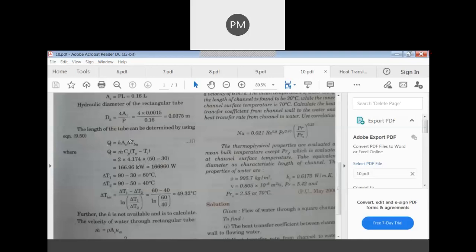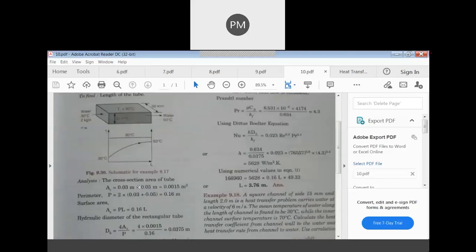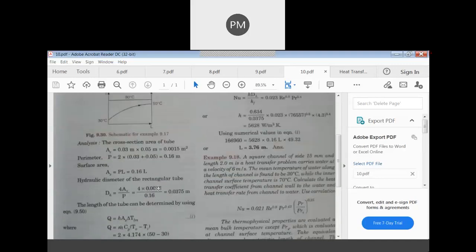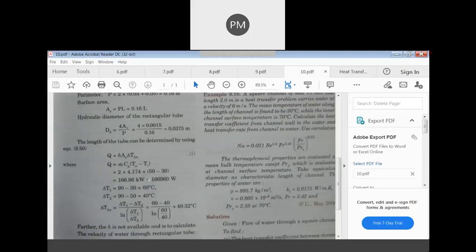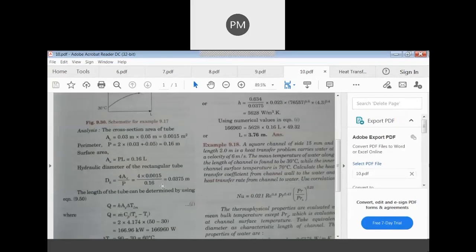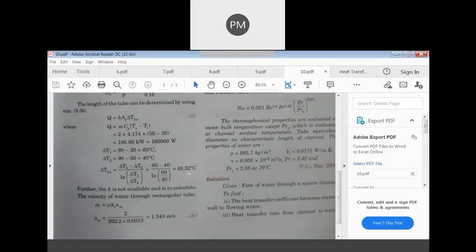We need to calculate the log mean temperature difference. I told you delta Ti, delta Te; instead of that they have written delta T1, delta T2. So ln of delta T1 by delta T2. What is delta T1? It's nothing but 90 minus 30 and 90 minus 50. 90 minus 30 is 60, 90 minus 50 is 40. 60 minus 40 by ln of this. You are going to get this value. So you calculate Q and the log mean temperature difference.